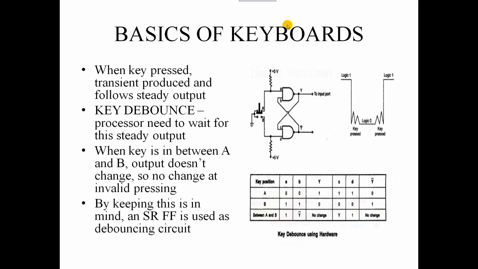In the case of the keyboard, the keys are considered as simple push keys. Whenever a push key is pressed, it generates an electrical signal that has to be captured by the microprocessor. When the key is pressed, a transient is produced. The transient can be modeled like this in the figure: transitions from logic 1 to logic 0, or from logic 0 to logic 1, are going to happen.